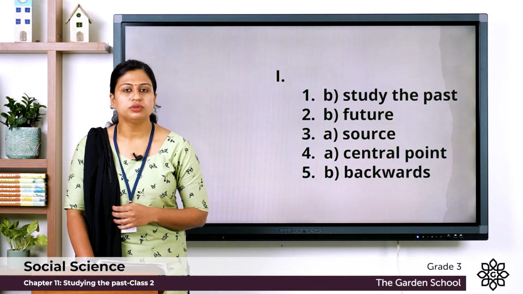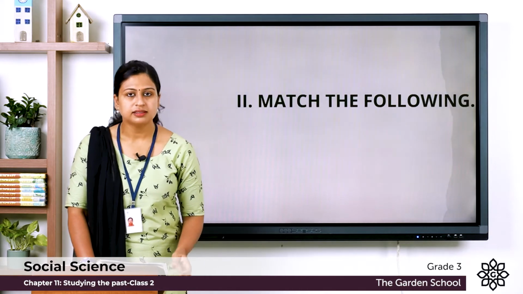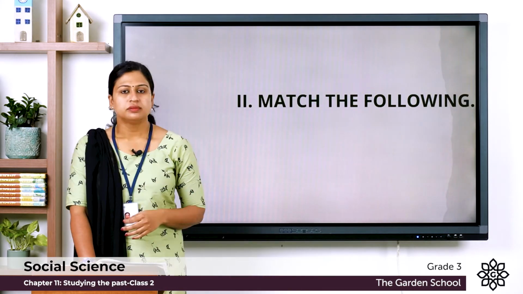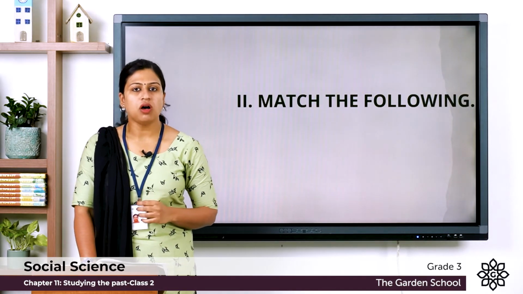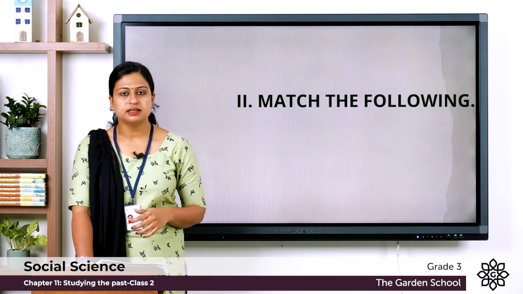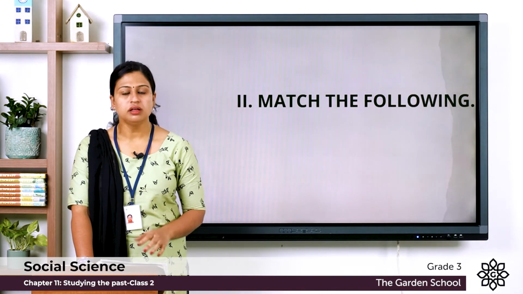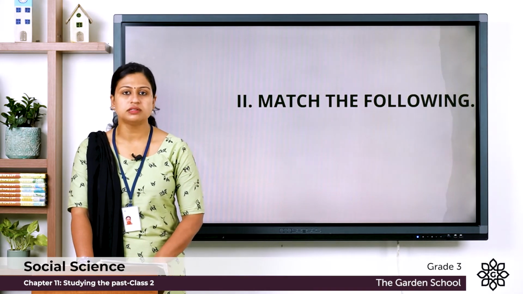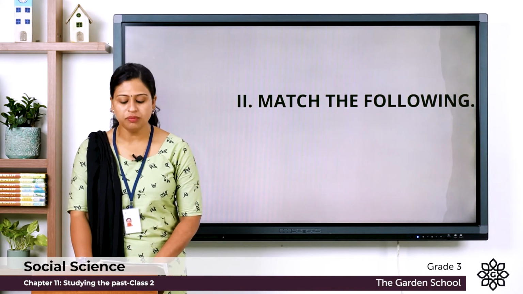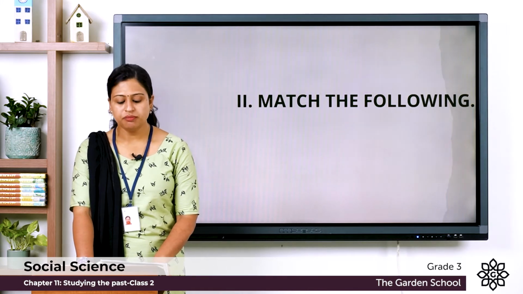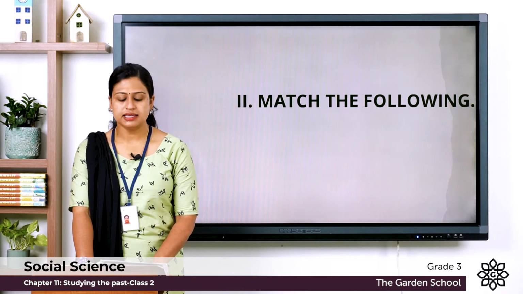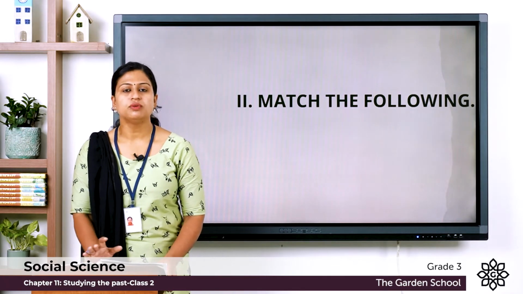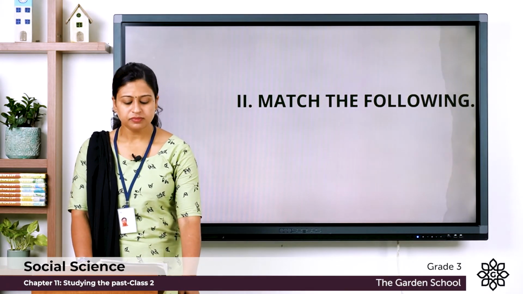Now let's move on to the second exercise, that is match the following. So you can see here in first column, the first one past, second present, third future, fourth tool of history, and the last one source of history. Second column, A, tomorrow, B, monuments, C, yesterday, D, today, E, timeline. So now you have to match it.